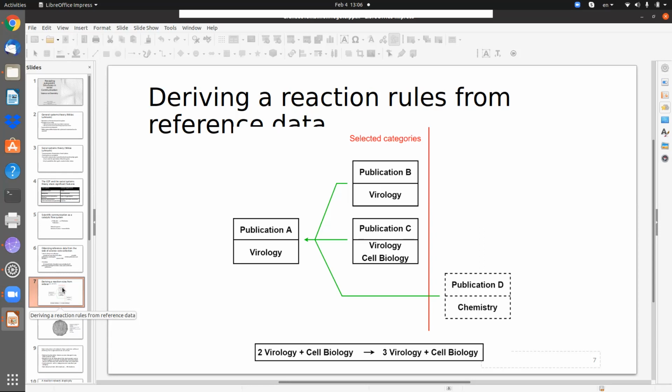I was looking at what publications were used to produce new publications, basically. So if one publication cites 3 publications in your category, then you say those 3 have produced the one. This is the support of the reaction rule that led to the production of the new publication.